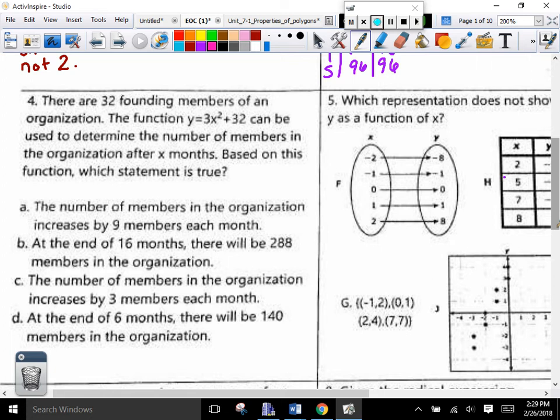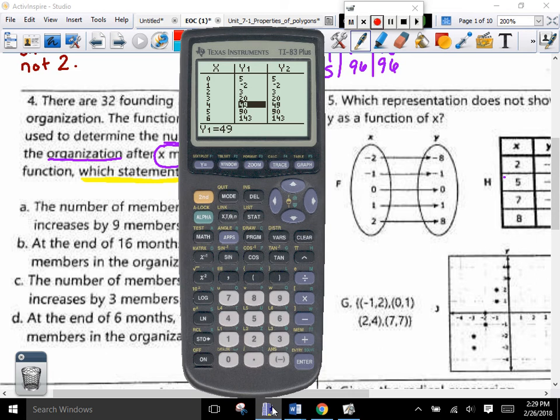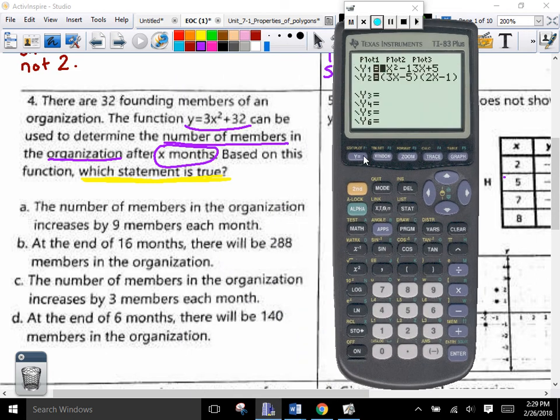When they ask you what statement is true, I am going to use my calculator and I am going to put my problem. So I know that this function right here is used to determine the number of members in the organization. So this tells me how many members are in the organization. And x represents the months. So I am going to put it on my calculator. Please remember to clear it after you do a problem. That way you do not have more information than you need.